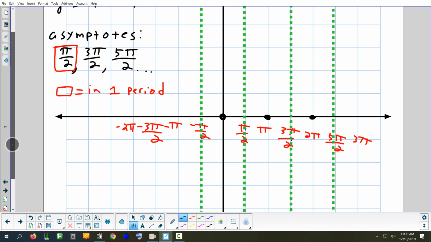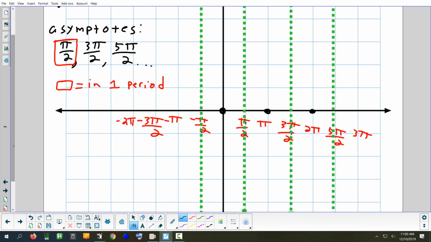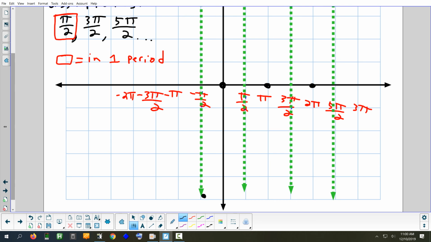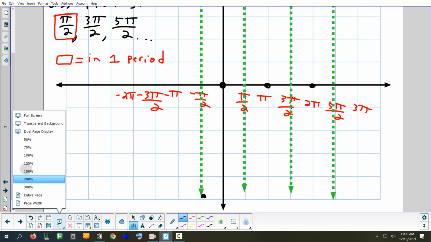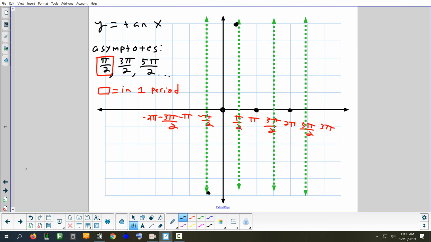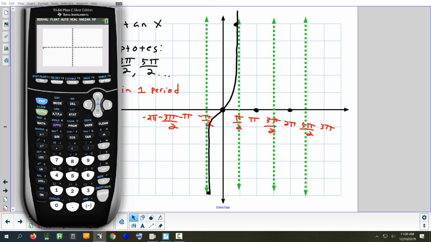Now, where do you think you're going to end up if we check a value just to the right of negative pi over 2? Yeah, you will end up way down here. So basically what your graph looks like is it stays very close, goes through there, and it looks just like that. That's the graph of tangent.